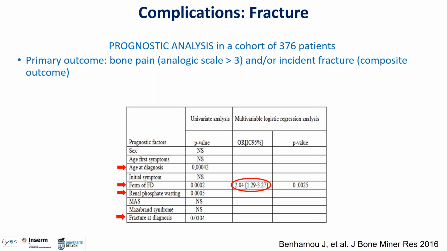Fracture is probably the most common complication. And so in our cohort of 376 patients, we looked at the predictors of the risk of fracture. And we found that the form of FD was the main predictor. So polyostotic patients have more fractures. Age at diagnosis also, so the younger the diagnosis is made, the higher the risk. And also prevalent fracture is a predictor, and renal phosphate wasting is also a predictor.